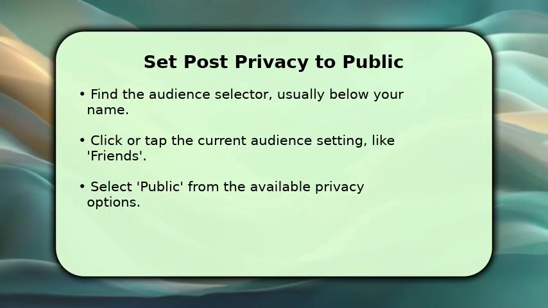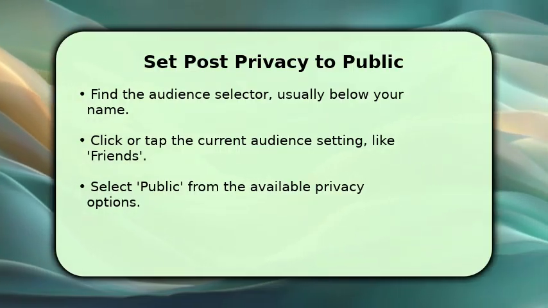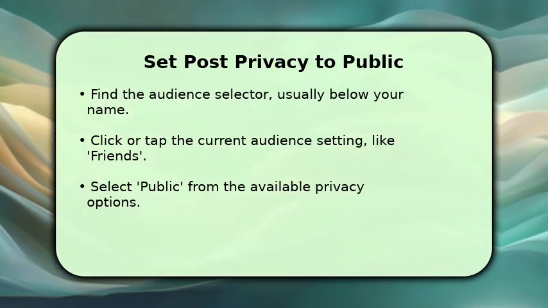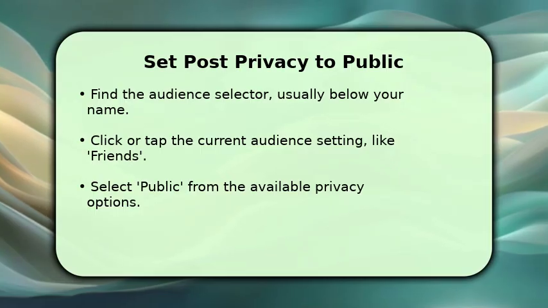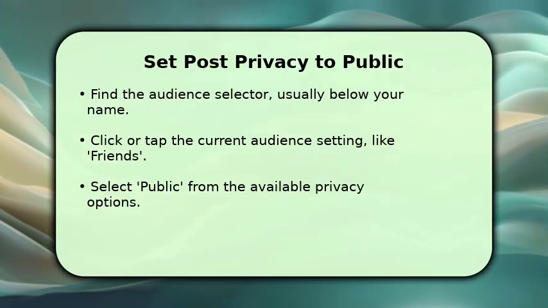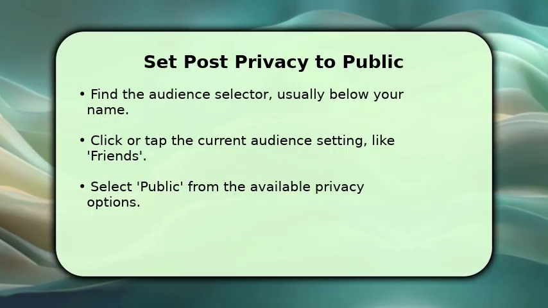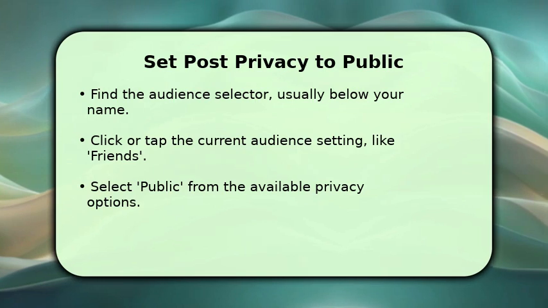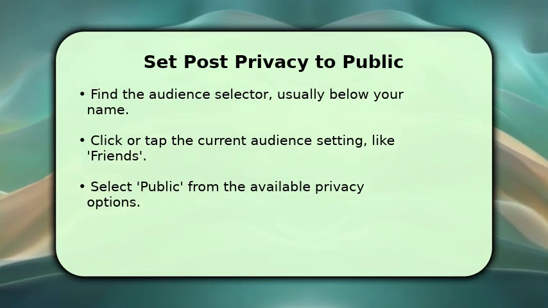This is a crucial step for making your post public. Look for the Audience selector, which is typically located just below your name in the post creation window. It might currently say Friends or Only Me. Click or tap this option, and then simply select Public from the list to ensure everyone can see your shared content.